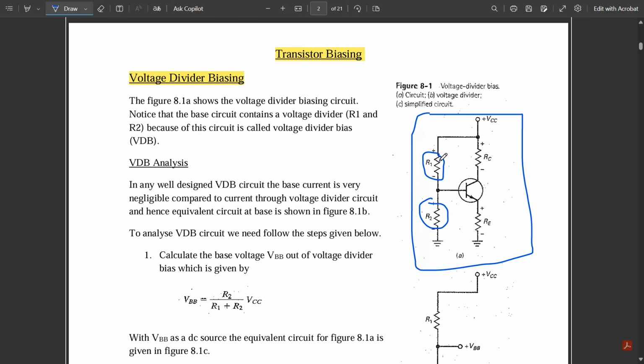You see here we have two resistors with two different values. If we have two different values, you would have two different voltages at two different points. So the voltage won't remain constant throughout this circuit, it varies. That's why we use the term voltage divider. Because of R1 and R2, this circuit is called voltage divider bias. Now the analysis part, that is VDB analysis, let us see.